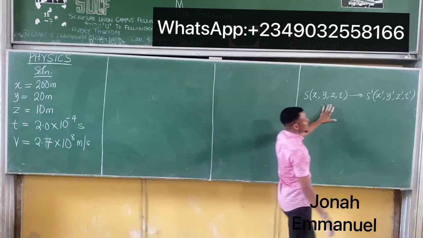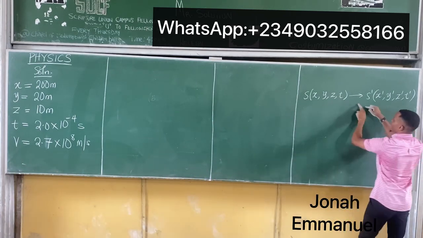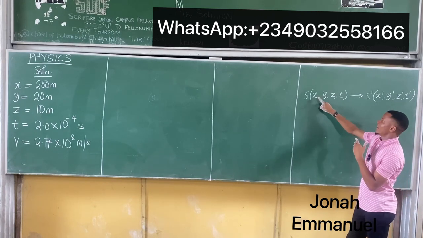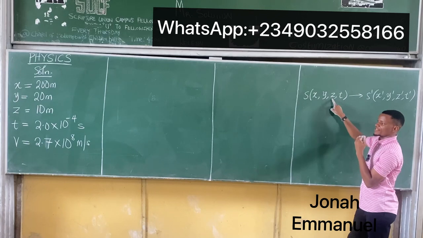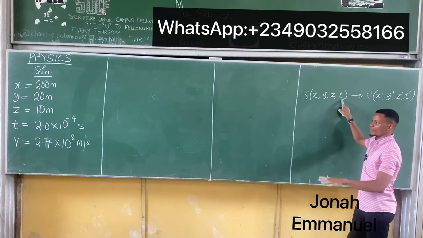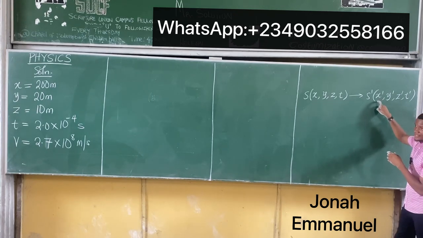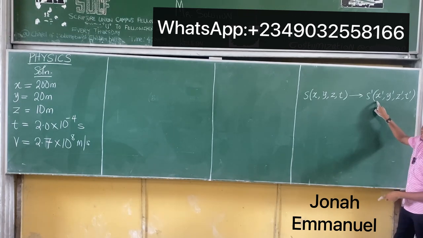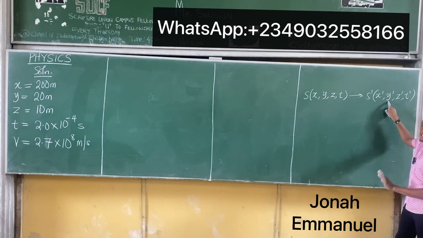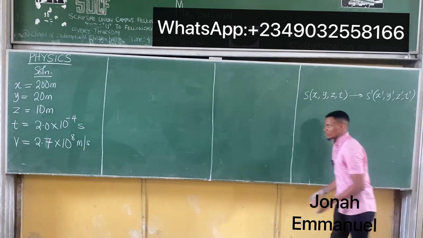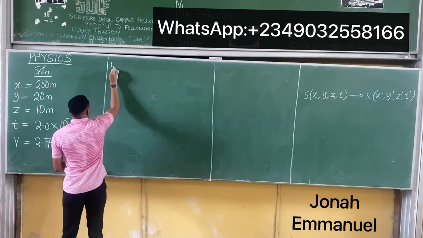My task will now be fitting in these values. I have x, y, z and t, no problem. Coming to x prime, I have to calculate. We said x prime is equal to x minus vt. Y prime is equal to y, no problem. Z prime is equal to z. Then t prime is equal to t. So we are done, but let me start with the easy one.